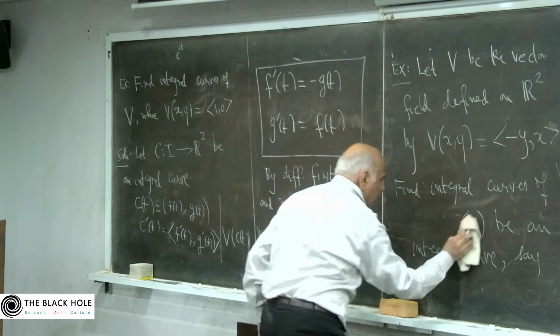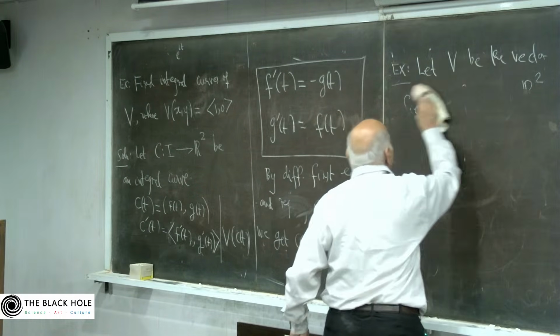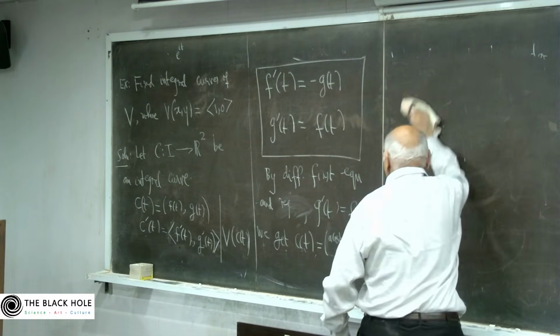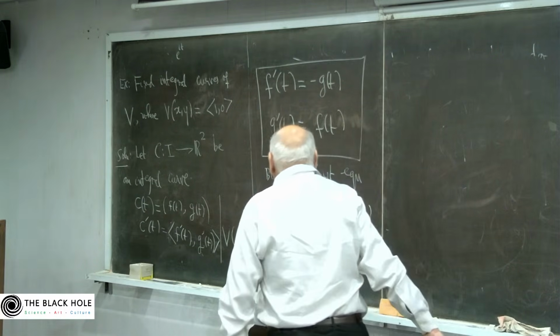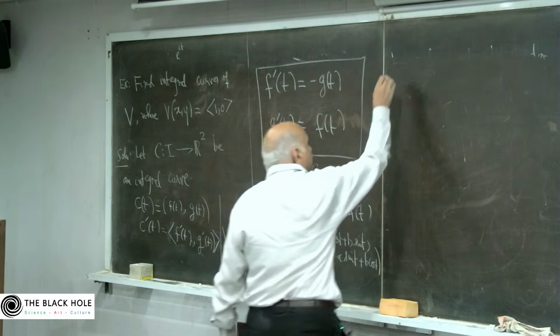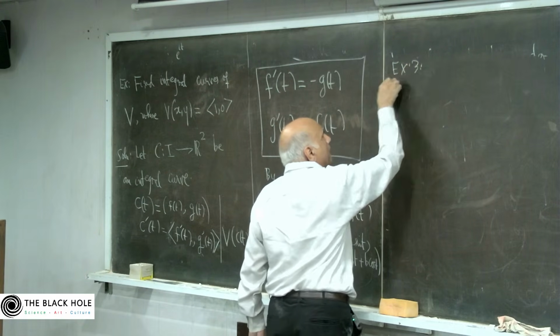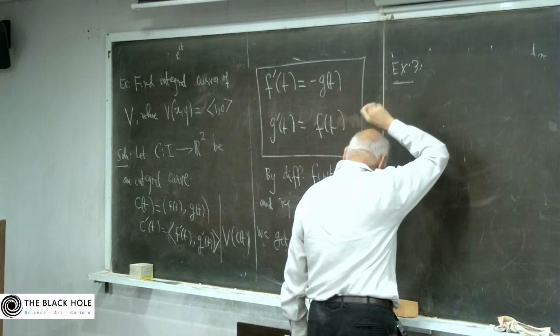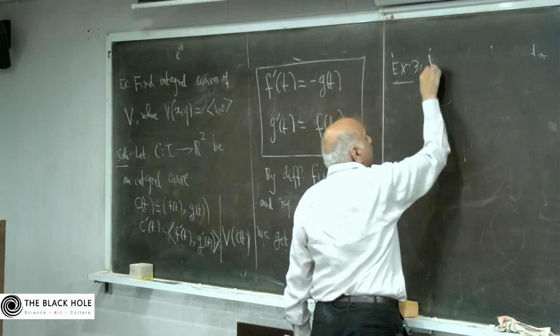And these are the integral curves. And then example 3. This is V, a vector field on R.